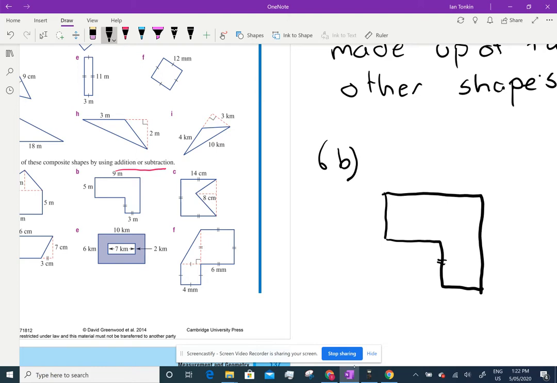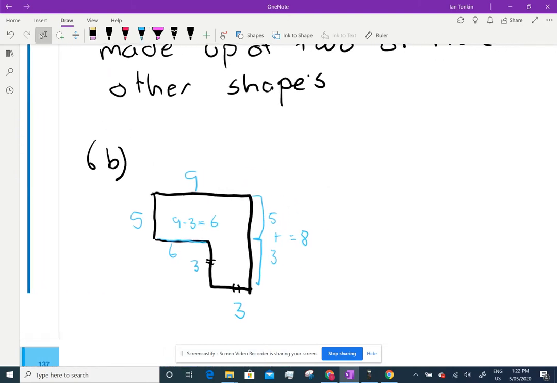And I know that that and that are equal. And I know that is 9. That is 5. And that is 3. Okay. So I also therefore know that is 3. Therefore this is 5 plus 3. So this distance is 5 plus 3, which equals 8. And this distance is 9 minus 3. So that equals 6. Not that we need all those, but we'll see what we do need.